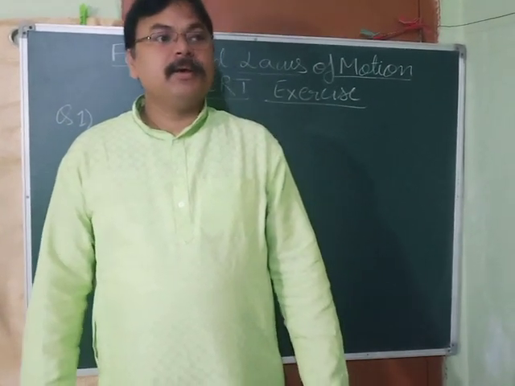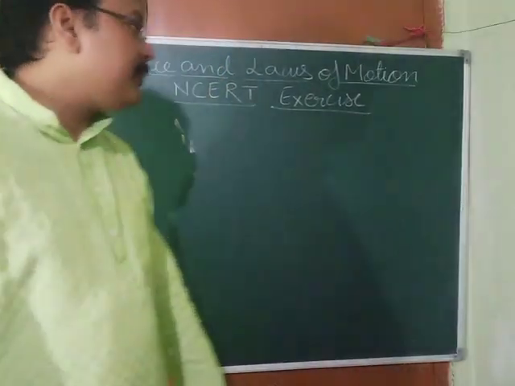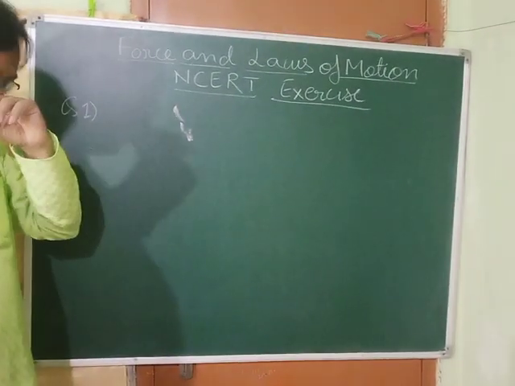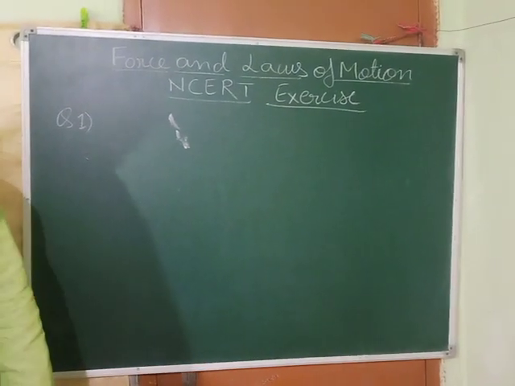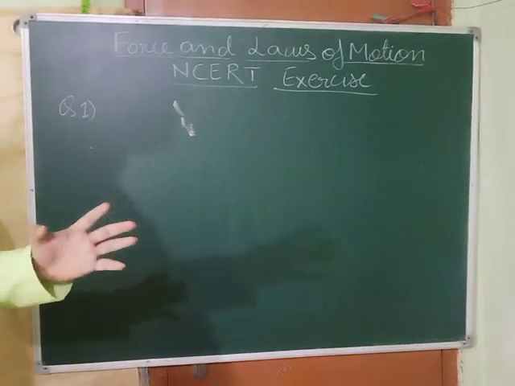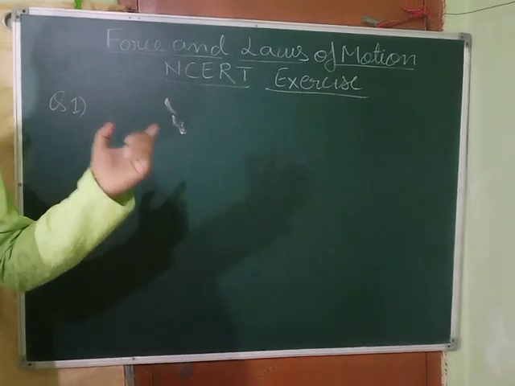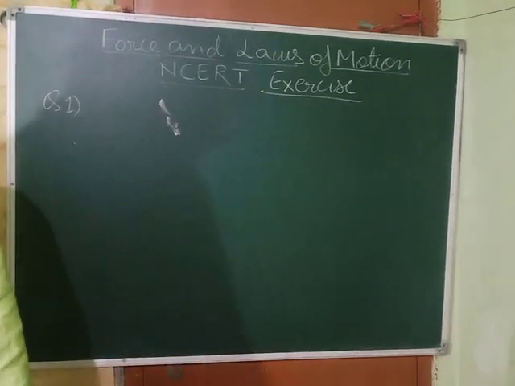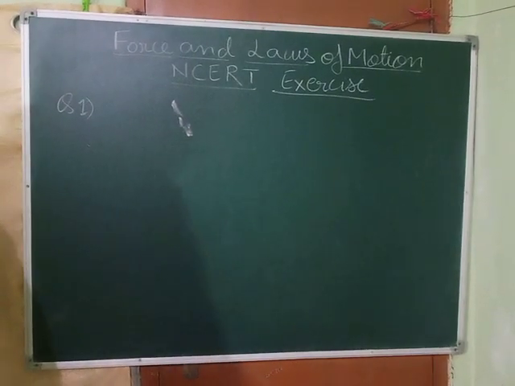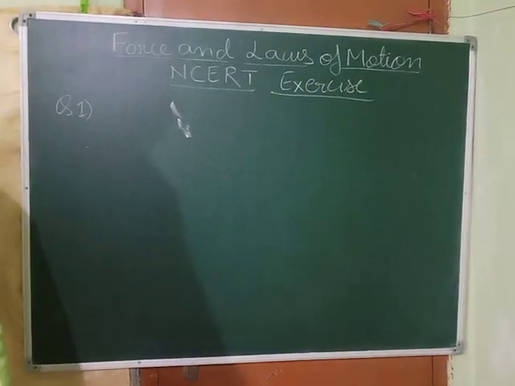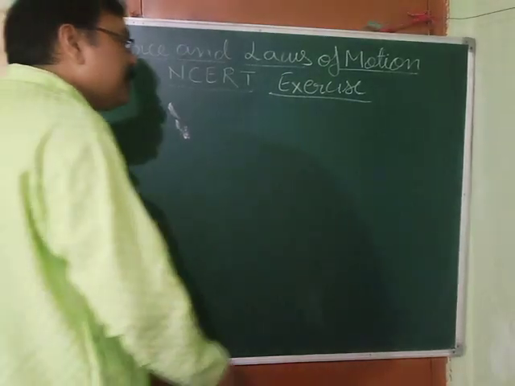So let's go to the first question. Question number 1. What is question number 1 according to your NCERT? You have to write the questions by yourself in the notebook. The solution I will be giving here. So the first question is that an object experiences a net zero external unbalanced force. So how much force is acting on the object?